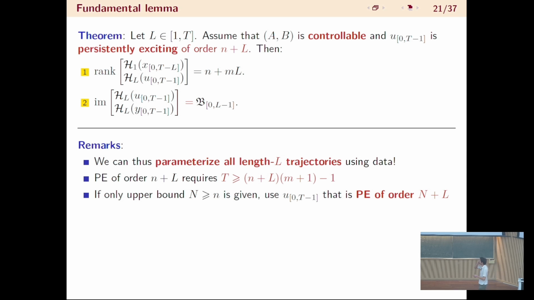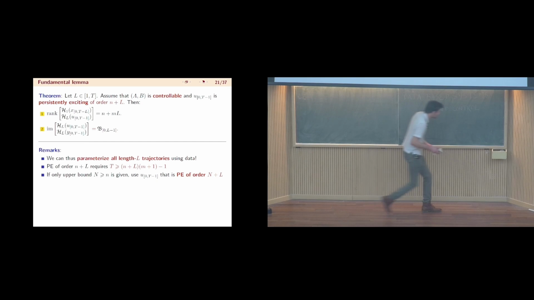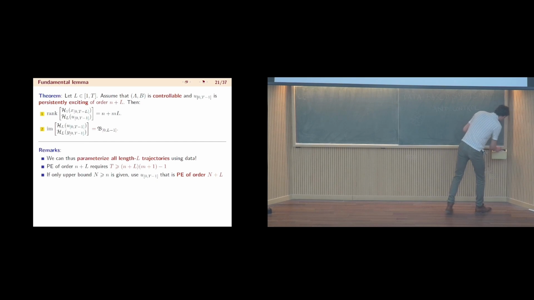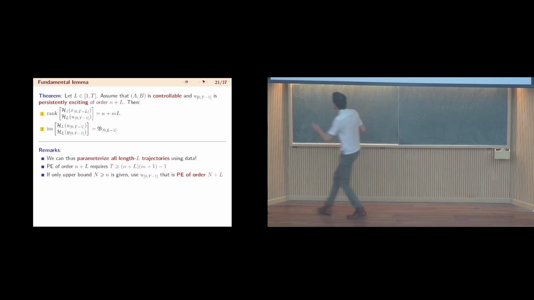So what does this persistency of excitation of order n plus L mean? It means that if I look at the Hankel matrix of just my input, of depth n plus L, like this.